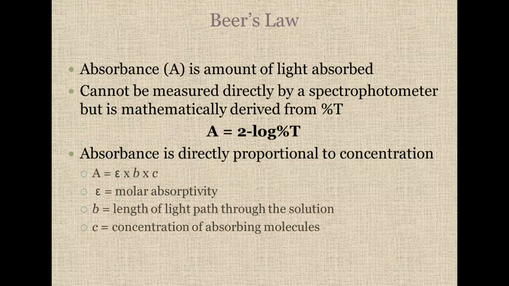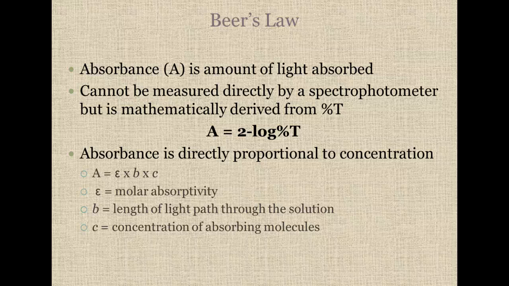Here's how we take that percent transmittance that we get from the spectrophotometer and arrive at the absorbance. The absorbance is what we're going to need to do all of our chemistry calculations. So absorbance is the amount of light absorbed by the sample. We can't directly measure how much light was absorbed, but we can tell how much light went through because we have a photodetector to tell us. This equation, absorbance equals 2 minus the log percent transmittance, can be done with a traditional scientific calculator.